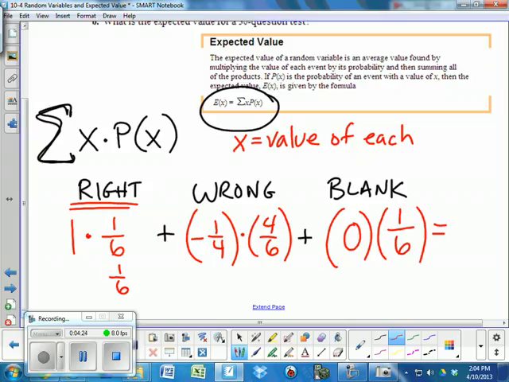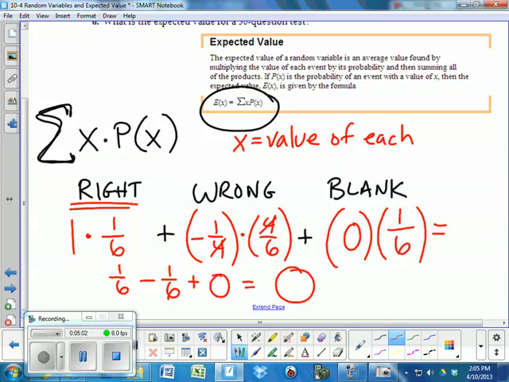1/6. Now, we're going to add a negative times a positive, which will really be to subtract. What's 1/4 times 4/6? 1/6. Plus, what's 0 times anything? 0. So what's 1/6 minus 1/6 plus 0? 0. Your expected value of using this method on one question is 0. So great method, but it's really worth nothing.